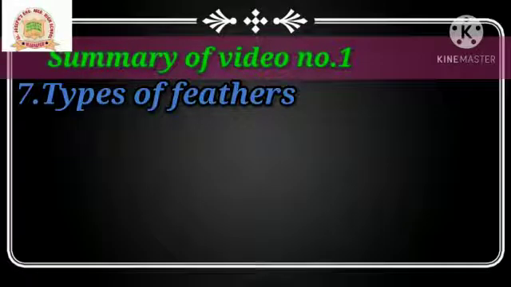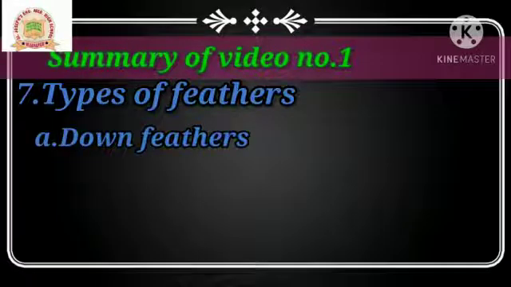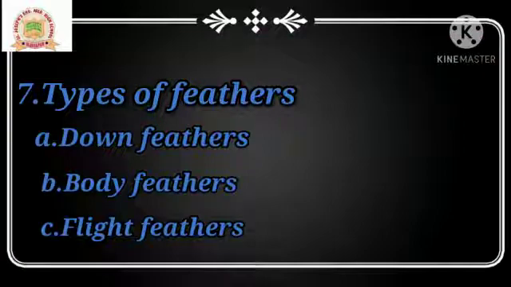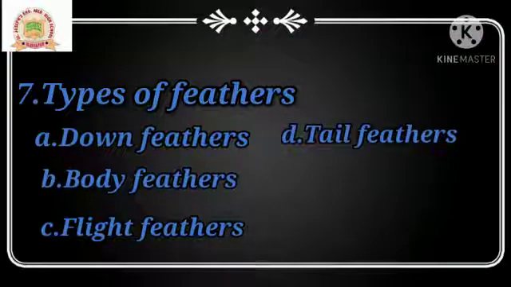After that, we learned about the types of feathers. There are 4 types of feather. First, we discussed the down feathers, which are very small and fluffy. They give warmth to the body. Then the body feather, which is bigger than the down feather. Then the third one is the flight feather, which is very useful for flying. And the next one is the tail feather, which works like a brake.